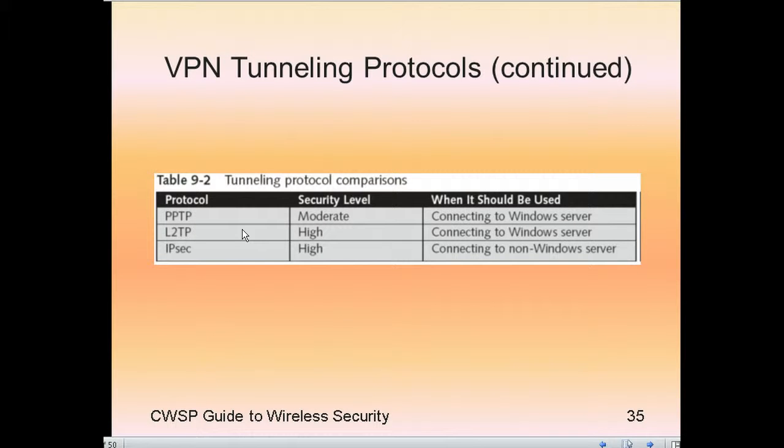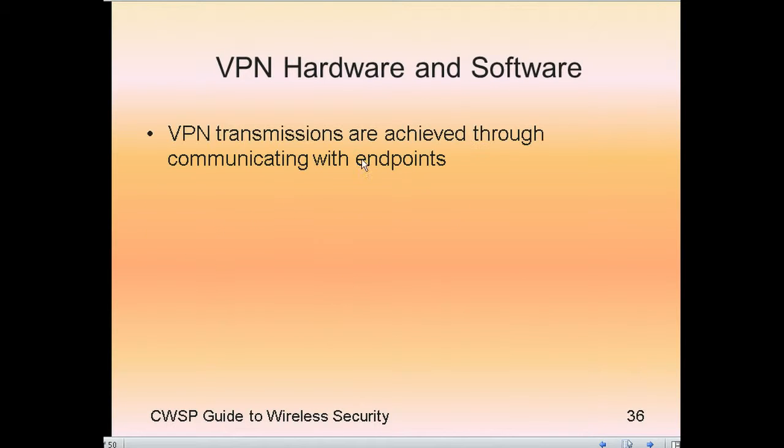This table gives you the security level of each of these things. Point-to-point tunneling protocol is easy to configure and has moderate security. Layer 2 has high security, a little bit more difficult to configure, and IPsec has high security.